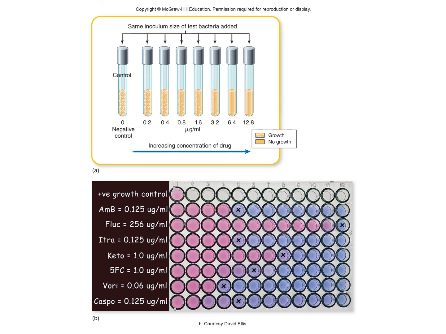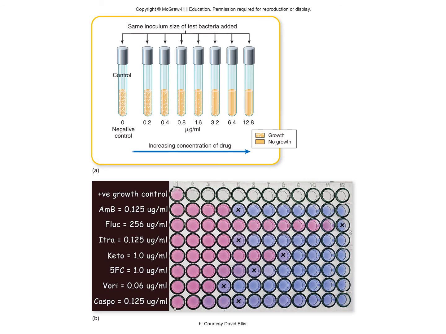It's showing you the little dots are growth and no growth is the yellow. So the minimum inhibitory concentration is going to be the one that has no growth. That is the lowest dose, okay? From here, it kind of looks like the 6.4 tube doesn't have any growth. It seems like there's a little bit in 3.2. So the minimum inhibitory concentration would be 6.4.